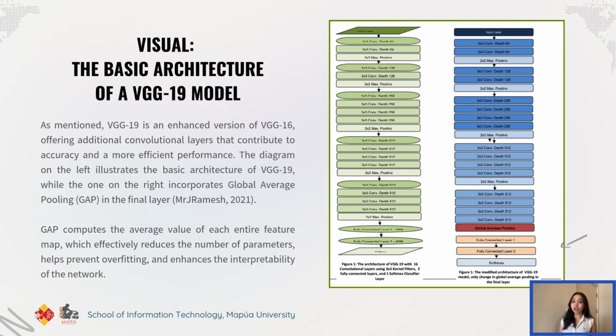A modified version with global average pooling in the final layer is particularly relevant for modern deep learning practice. GAP reduces the number of parameters in the final layer, making the model lighter and more memory efficient. This reduction also helps prevent overfitting and enhances interpretability, as each average feature map value can be directly associated with a particular feature in the input image.